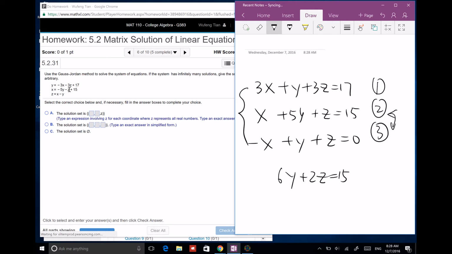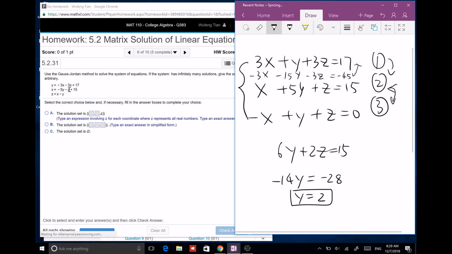Okay, and then you take these 2, cancel x. You multiply this one by negative 3, so negative 3x minus 15y minus 3z equals negative 45. And you add these 2 together, 3x and negative 3x cancel out. 5y is negative 14y, and this adds together to negative 28. So y equals positive 2. That's even better, I can solve y out.